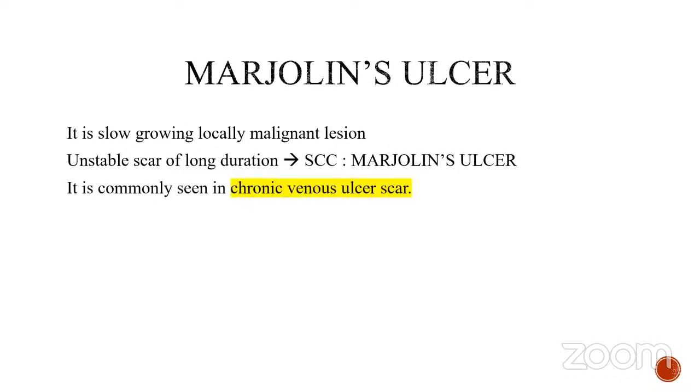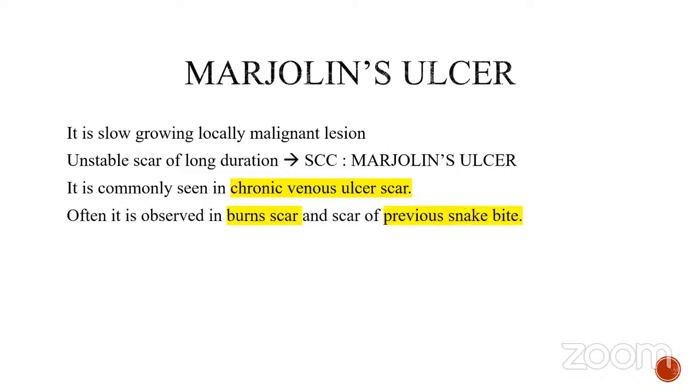It's commonly seen in chronic venous ulcer. When we discuss venous ulcer, we discuss this point. A venous ulcer has this tendency to heal and then again break out, healing, breaking out. So when this happens for a long time, definitely scar will be there. And this scar of long duration has this tendency to become malignant. And if a squamous cell carcinoma is formed from the scar, it will usually be Marjolin's ulcer. It's called Marjolin's ulcer.